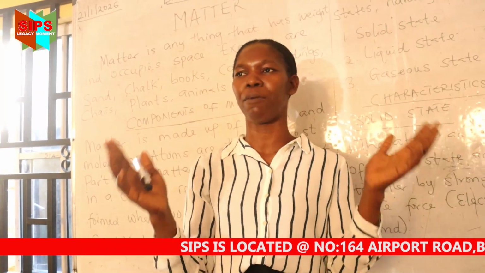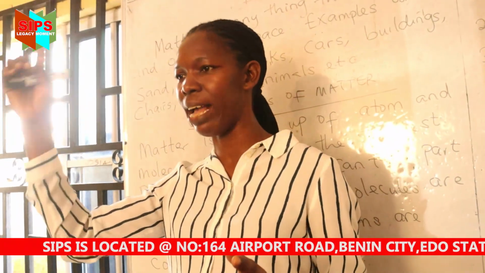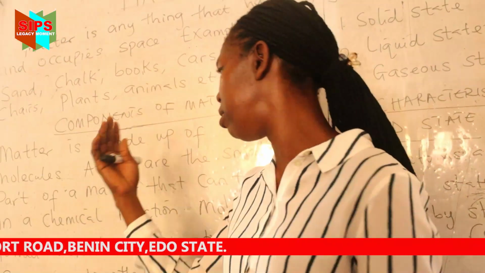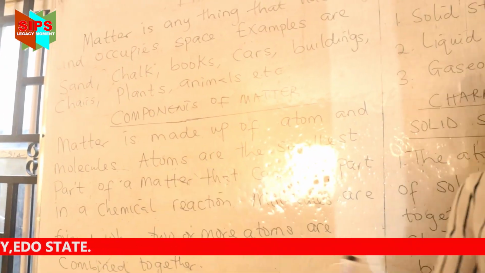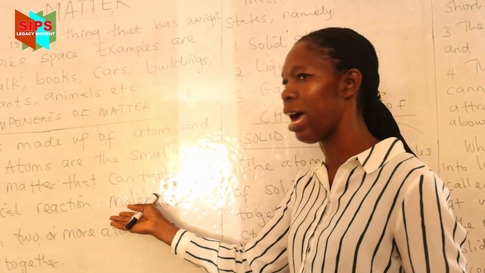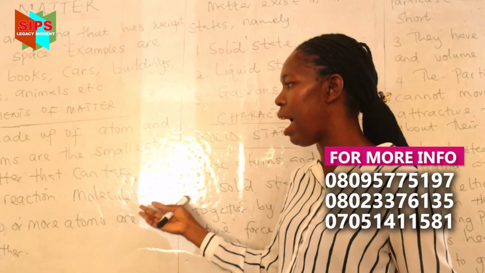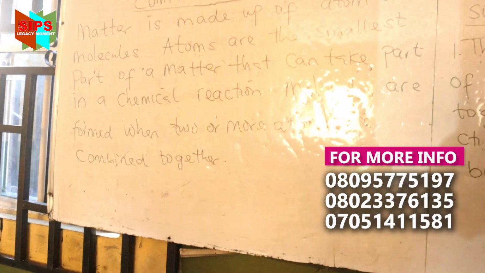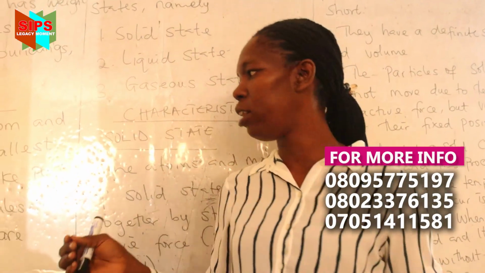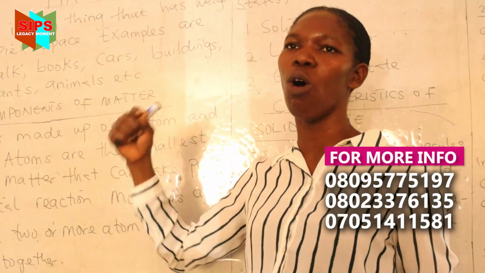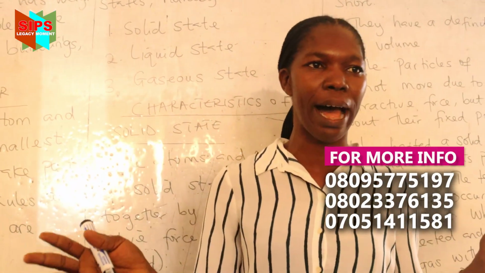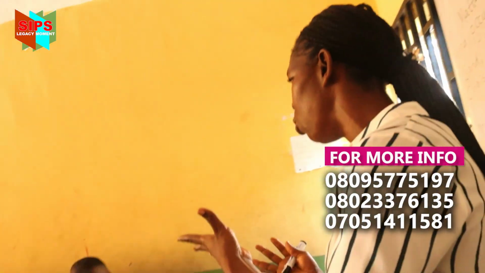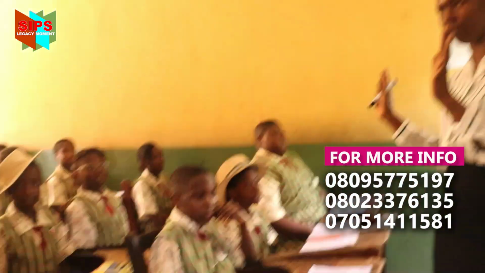Now I want us to go back to our English class where we looked at singular and plural. We said singular consists of one word, object or item, while plural consists of two or more items or objects. The same here, atoms are seen to be the singular and molecules are the plural. So molecules are formed when two or more atoms are combined together. So atoms become the singular, while molecules become the plural. Are we following? Yes, ma'am.